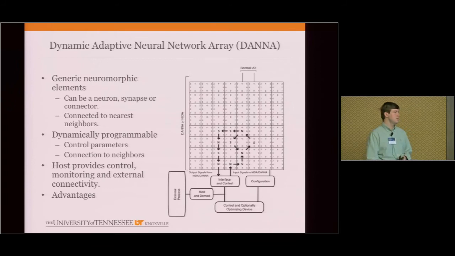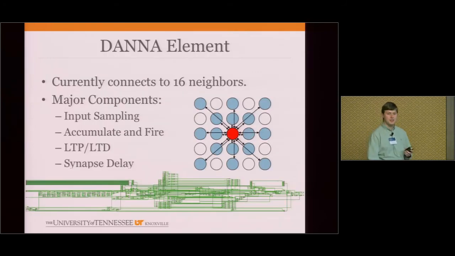One advantage of this design is that while it can take up to a day to generate the array itself, different networks can be programmed onto the array on the order of milliseconds. So each DANA element is connected to its nearest neighbors, and in our current implementation, it's connected to the 16 nearest neighbors, though connector elements can be used for long-distance connections. The figure on the right side of the slide illustrates the connection scheme for a single element, and the connections overlap once they're tiled for all of the elements.